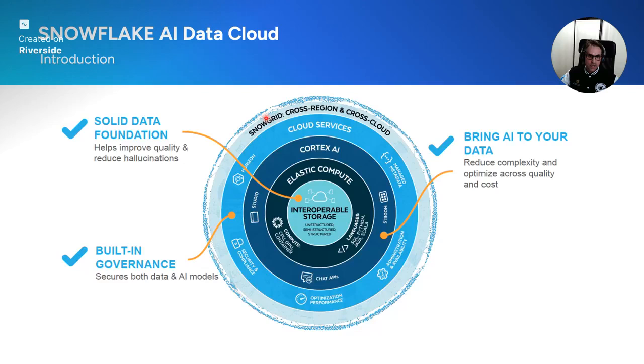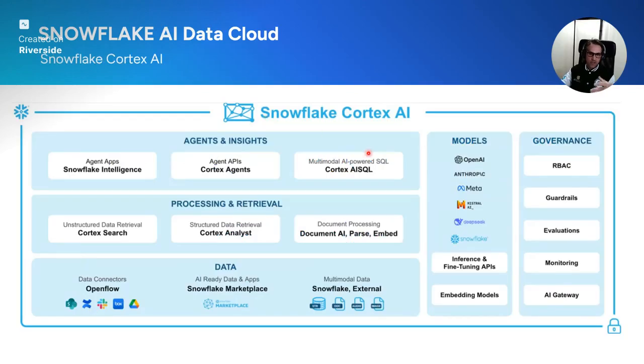Okay, so this is the main framework of Cortex AI. On top there are agents and insights, and processing and retrieval on data. The data itself comes in using different data connectors, including the recently launched OpenFlow.